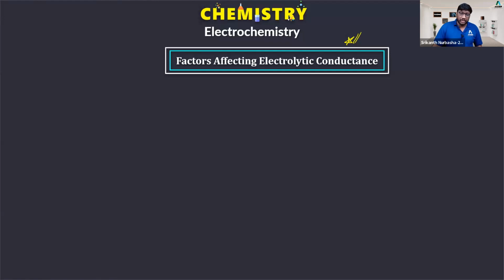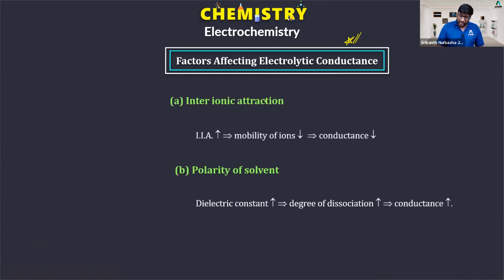Polarity of solvent. If the dielectric constant of the solvent is high, then what happens to the conductance? It increases. If the dielectric constant is high, the degree of dissociation will be high. Dielectric constant high means like charges are closest, and thus to gain stability they dissociate greatly. Dielectric constant is directly proportional to degree of dissociation. Higher the dissociation, more number of ions, more will be the conductivity.